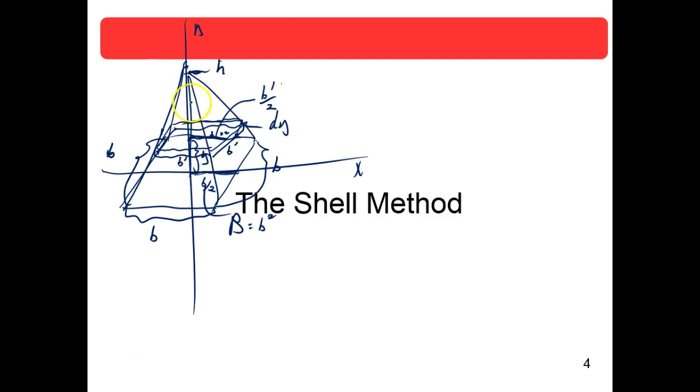This length here is to that height there is b over 2 is to h as b prime over 2 is to this height here, and that's h minus y. Does everybody see that one? Okay. This is b over 2. This is b prime over 2. The b over 2 is the h. That triangle is similar to this triangle, which is b prime over 2 to h minus y. There's the y there.